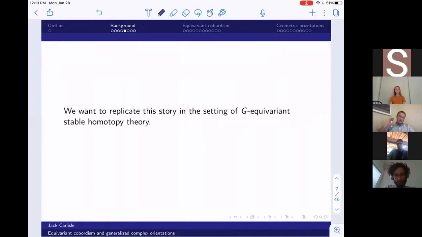So for the rest of the talk, what I want to do is move into the setting of G-equivariant stable homotopy theory. And let's try to, insofar as we can, sort of replicate the story of complex orientations and cobordism and formal group laws. And what we'll see is that there is much of the story which does in fact generalize to the equivariant setting, and there are some crucial points which do not. And this will be the subject of our study for the rest of this talk.